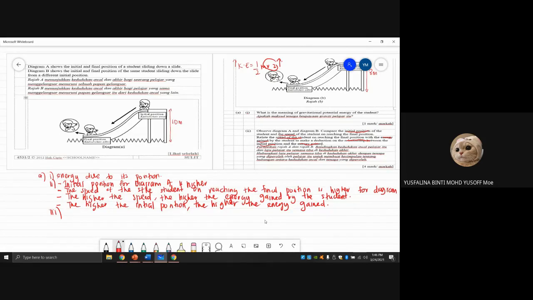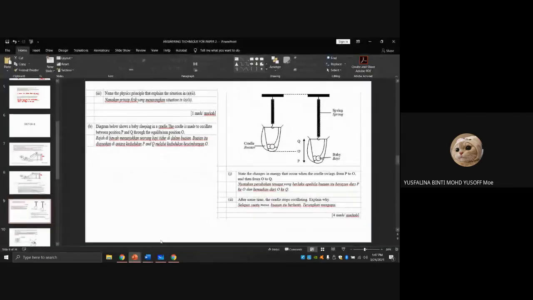So what is the principle here? I said already, at the first, for initial position, they have the gravitational potential energy. So when it comes down, it changes to the kinetic energy. So what principle do we use? Conservation of energy. So the principle of conservation of energy. Okay, so that is the principle. We move on to the next question.